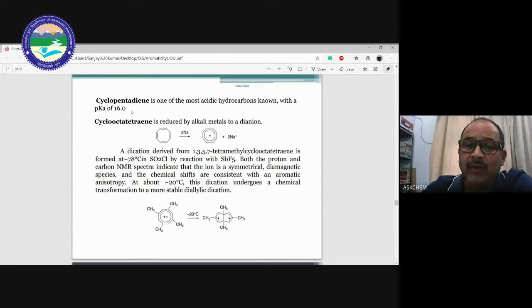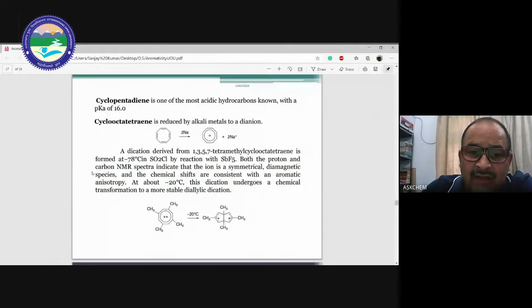It's a very notable point. Now cyclooctatetraene, when it is reduced by an alkali metal to its dianion, becomes aromatic. The dication derived from 1,3,5,7-tetramethylcyclooctatetraene is formed at -78 degrees. Yeah, cation is a misprint. It should actually be dianion in this reaction. Both the proton and the carbon NMR spectra indicate that the ion is a symmetrical, diamagnetic species, and the chemical shifts are consistent with the aromatic anisotropy at about 20 degrees Celsius. This dication undergoes a chemical transformation to a more stable diallylic cation.